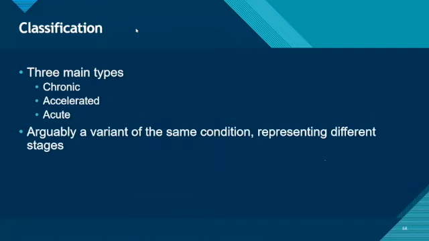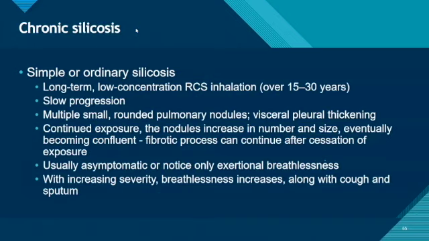So there are three main types of silicosis: chronic, accelerated, and acute. Most people feel that it's the same condition, just at different stages. Looking at chronic silicosis first, which is divided into two types. The first one is simple or ordinary silicosis. This is a long-term, low concentration exposure over 15 to 30 years, and generally progresses very slowly. Patients have small, round pulmonary nodules and visceral pleural thickening. If there's continued exposure, the nodules increase in size and eventually become confluent, and then develop a fibrotic process, which can continue even if you remove the exposure.